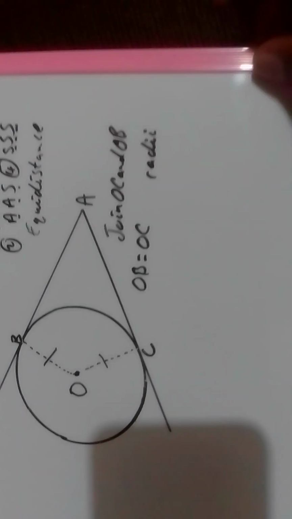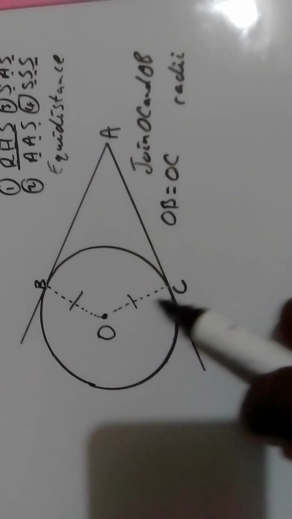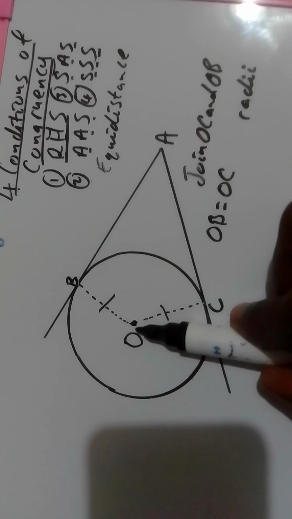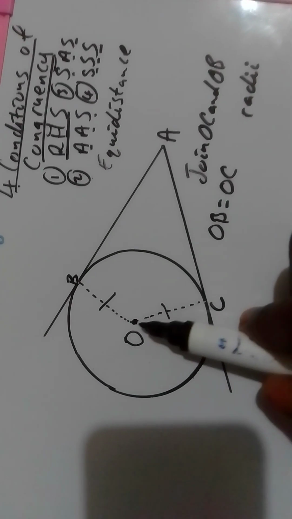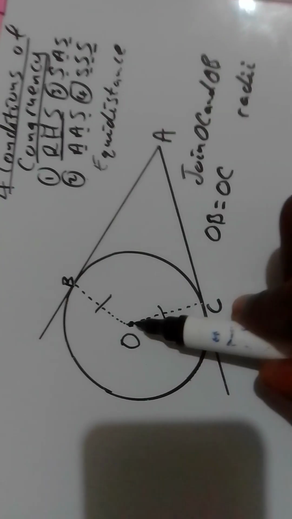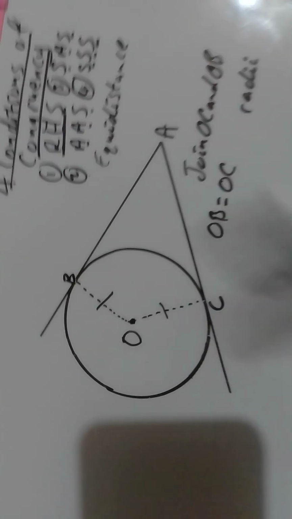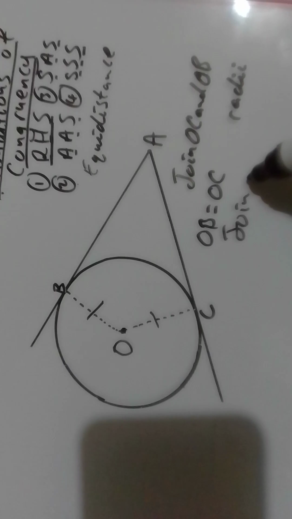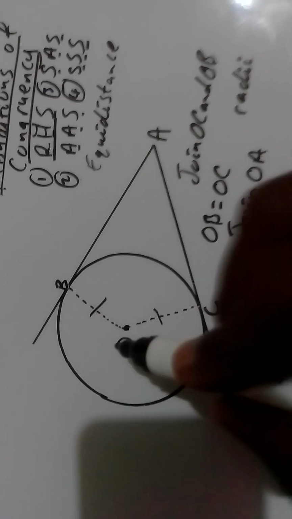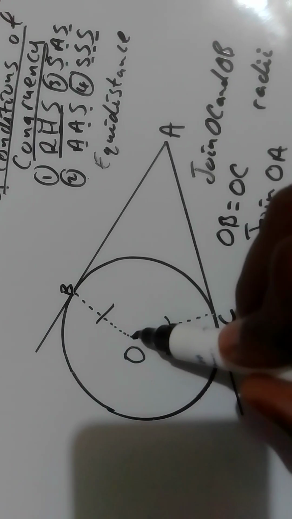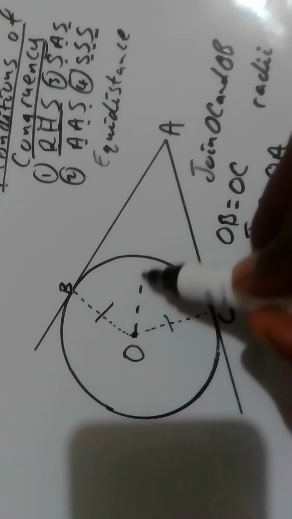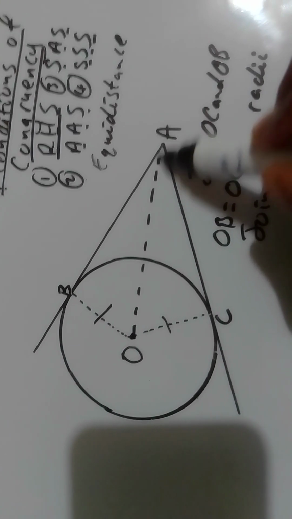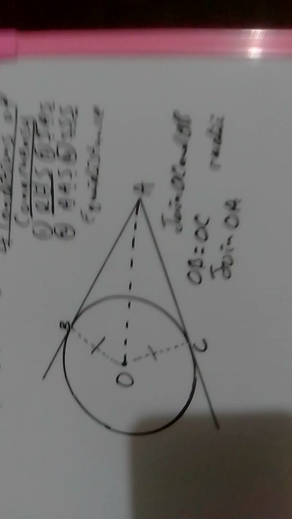Now, what else am I going to do? Now observe, I have point O and I have point A. So I'm going to join point O and A. I tell the examiner, join OA. I don't do as I wish. I do what the examiner wants.